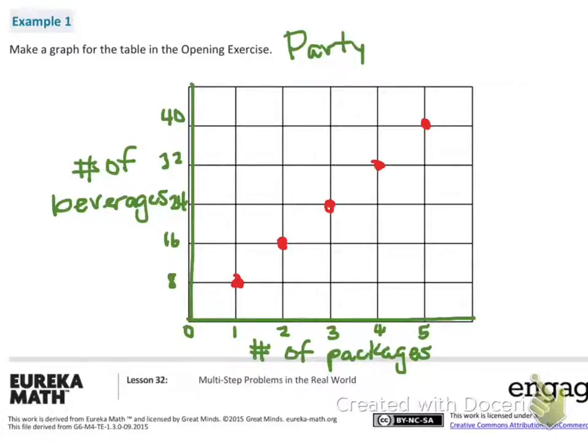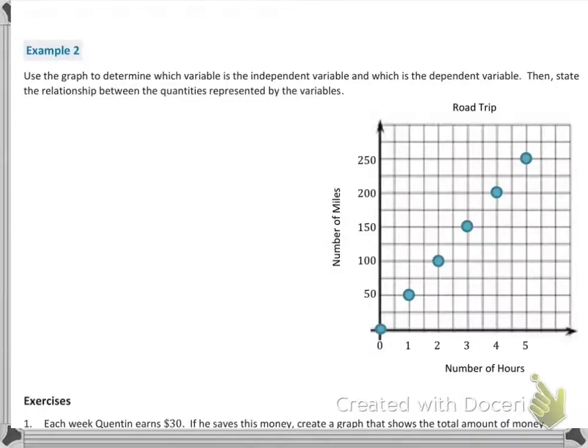And the last thing is, do we draw a line? Well, you ask yourself, can I buy a portion of a package? Can I buy any fraction of a package? And the answer is no. You either buy a package or you don't. Can't buy half a package or a third of a package. So we do not draw a line on this graph. All right, next. Example 2.